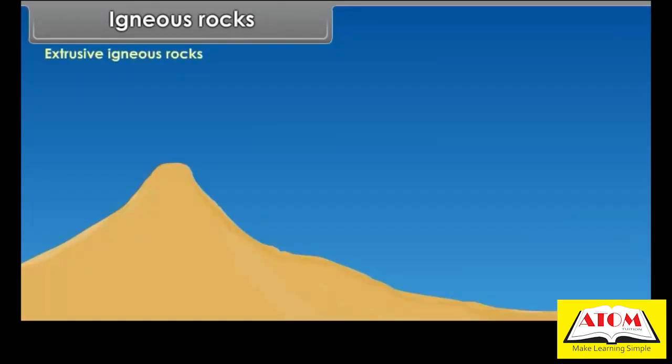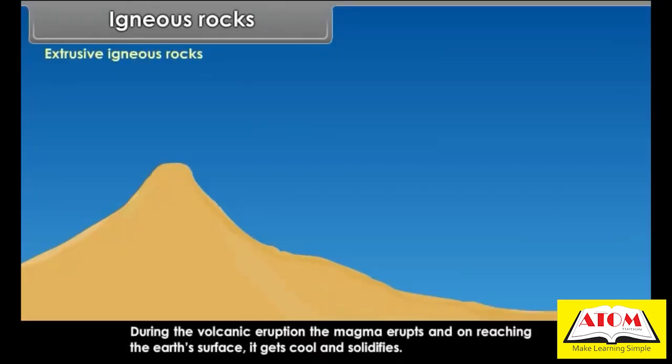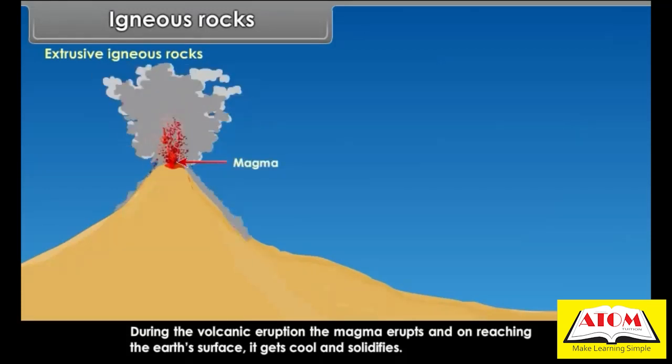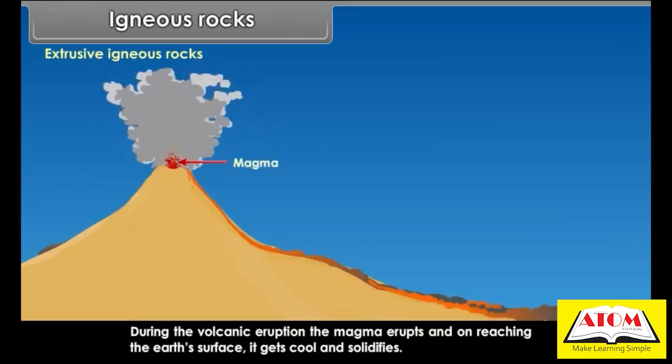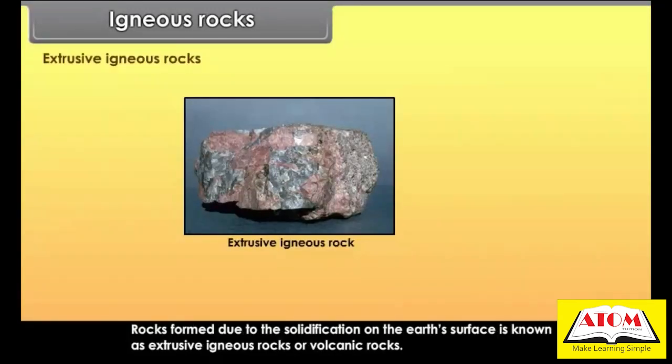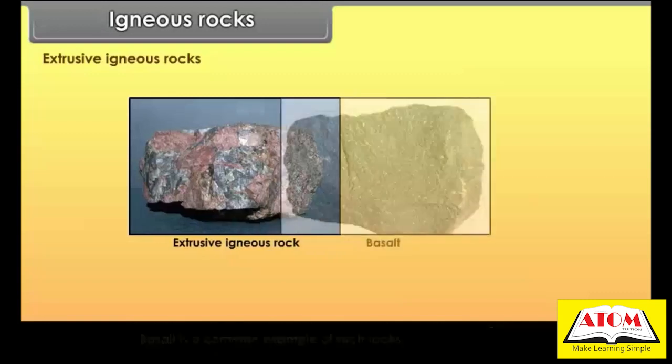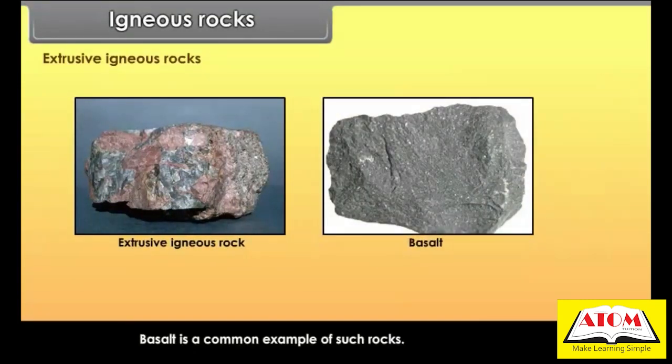Extrusive igneous rocks. During the volcanic eruption, the magma erupts and on reaching the Earth's surface, it cools and solidifies. Rocks formed due to the solidification on the Earth's surface are known as extrusive igneous rocks or volcanic rocks. Basalt is a common example of such rocks.